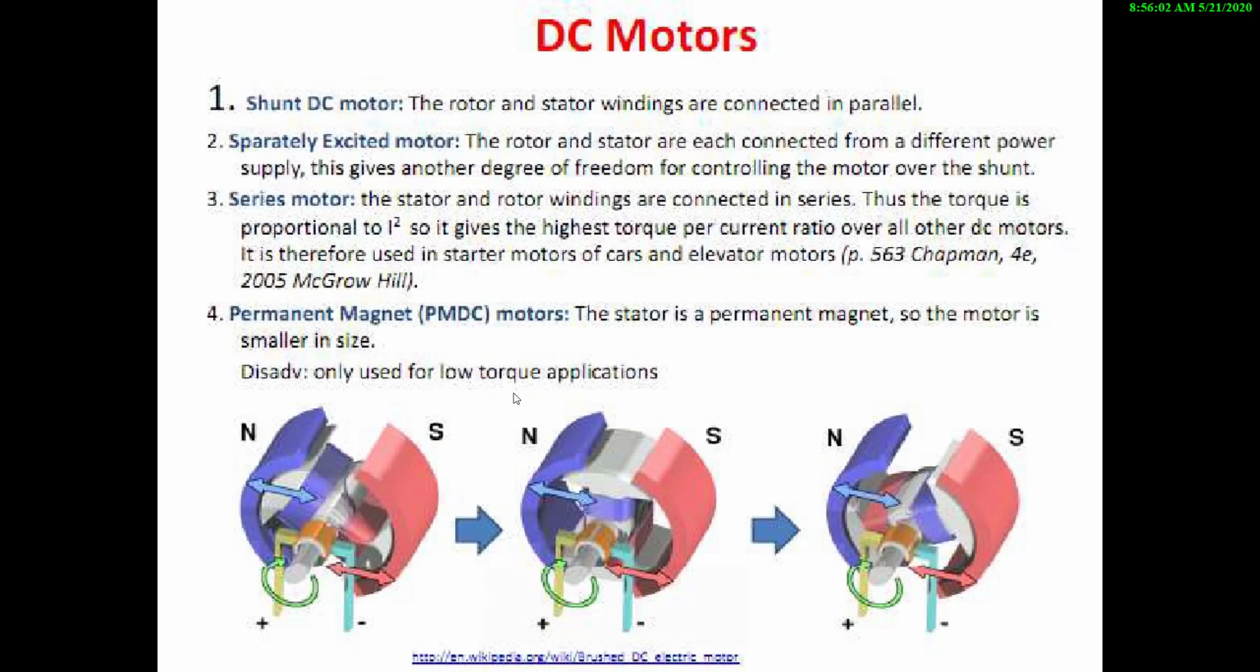The permanent magnet DC motor is a motor in which the stator is a permanent magnet, so the motor is smaller in size, and it is used in applications where low torque is needed. It is similar to an ordinary DC shunt motor, except that its field is provided by a permanent magnet instead of a salient pole wound field structure. There are 2-pole permanent magnet DC motors and 4-pole wound field DC motors in the permanent magnet DC motor category.